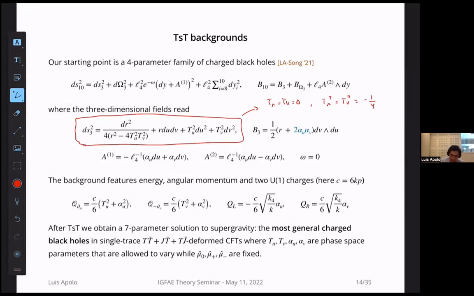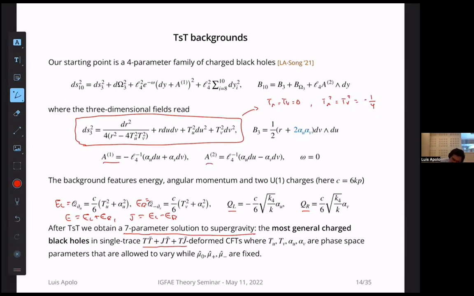This background features an energy. There's a left moving energy, there's a right moving energy, with the conventions that the total energy is the left plus the right, and the angular momentum is the left minus the right, as well as 2 U(1) charges that are given here. That's the reason why we have turned on these 2 gauge fields. After we perform TsT on this background, we are going to get a 7-parameter solution to the supergravity equations of motion that we claim is the most general charged black hole that you can get in this single trace TTbar plus JTbar plus TJbar deformed CFTs.